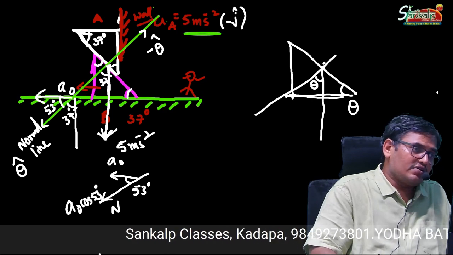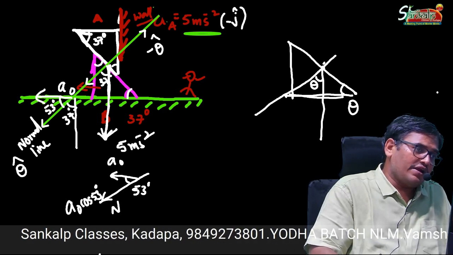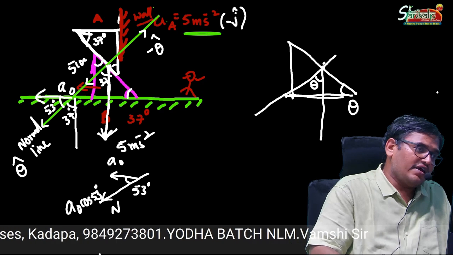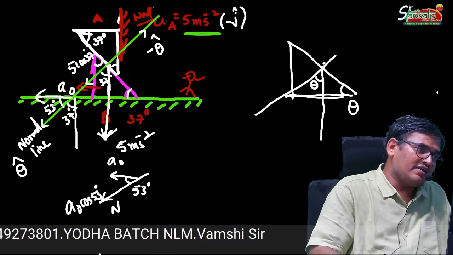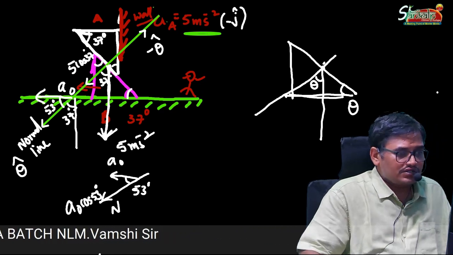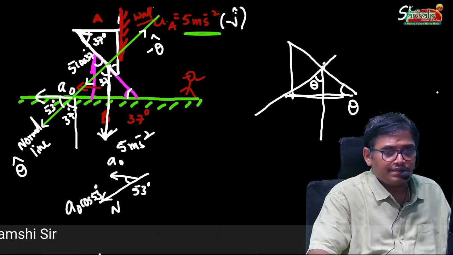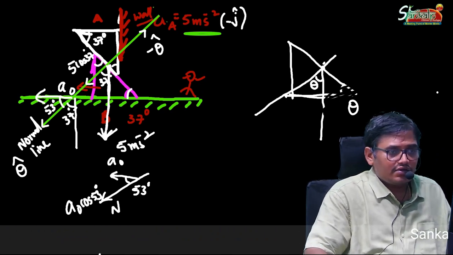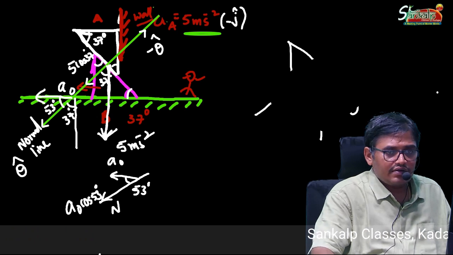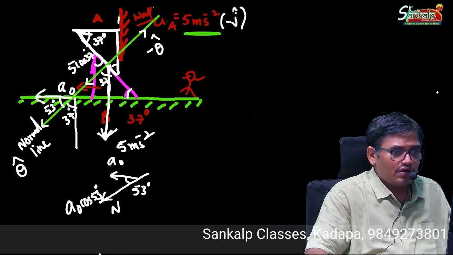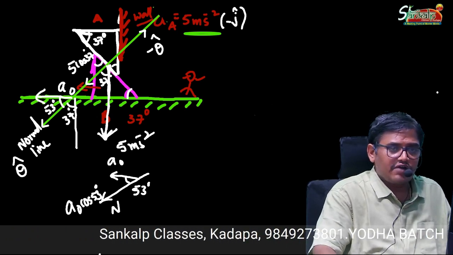37. So what is the component here? Phi cos 37. Yes or no? Is it clear or not, my dear children? You are able to understand? Now, my dear children, observe carefully.